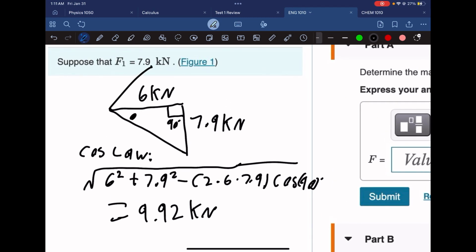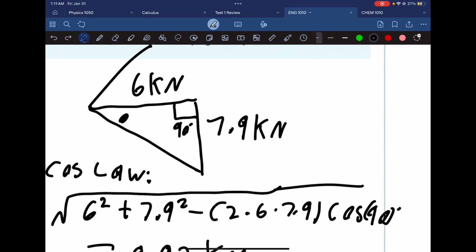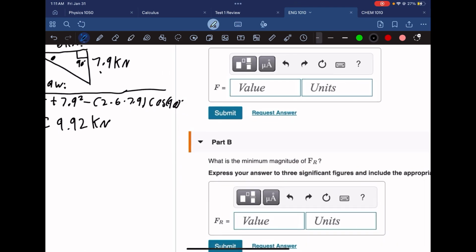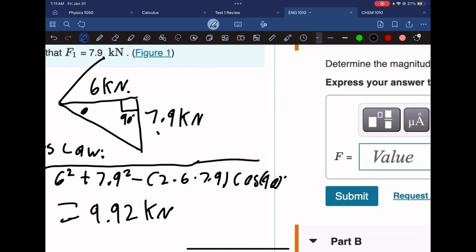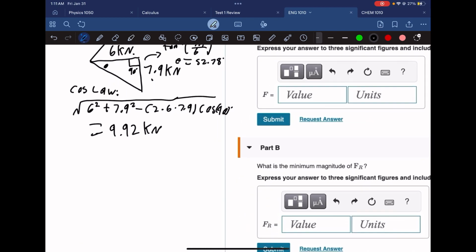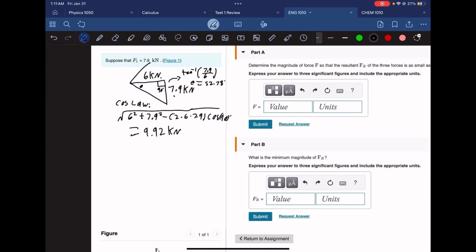And now we could use sine law to find this angle, which is what we want to find, because F is going here, and then we'll connect our resultant this way. So for this angle, we could use sine law, but I'm just going to use tan inverse, which is opposite over adjacent. So tan inverse is going to be 7.9 over 6, and it'll be 52.78 degrees.